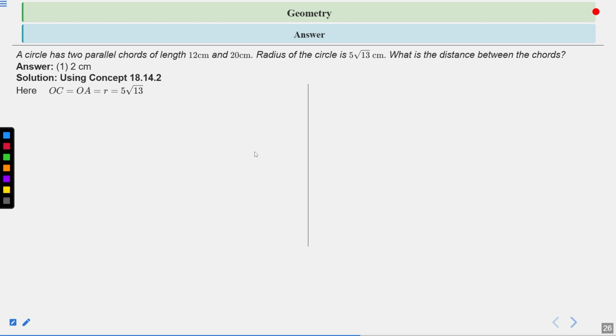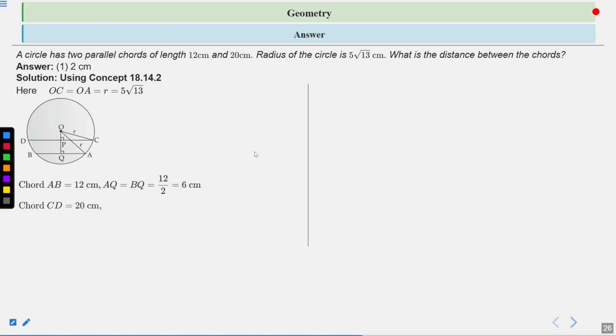So we can say that here OC equals OA equals R, which is given as 5 root 13 centimeter. So this is the diagram. Now we can say that the chord AB is 12 centimeter, so AQ equals BQ, which equals 12 by 2. So we get 6 centimeter. In the same way, chord CD equals 20 centimeter. When we draw a perpendicular line, it bisects the chord into equal parts. So CP equals DP equals CD by 2, which equals 10 centimeter.